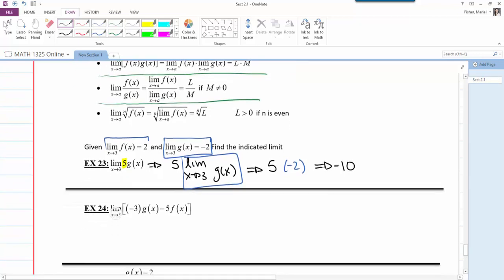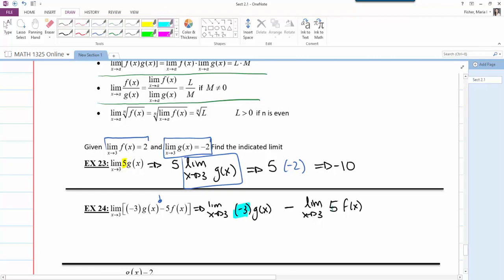All right, the next one, the limit as x approaches 3 of -3 times g of x minus 5 times f of x. First, I can split up subtraction. We know that we could write this as the limit as x approaches 3 of -3 times g of x minus the limit as x approaches 3 of 5 times f of x.